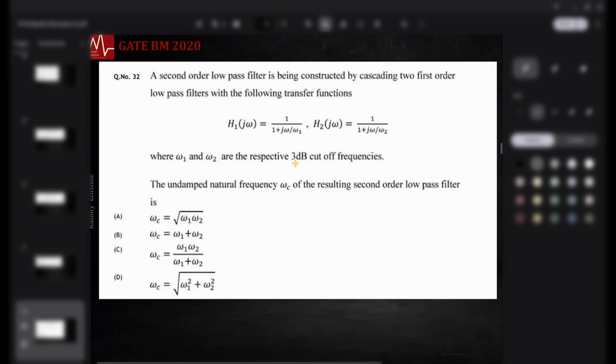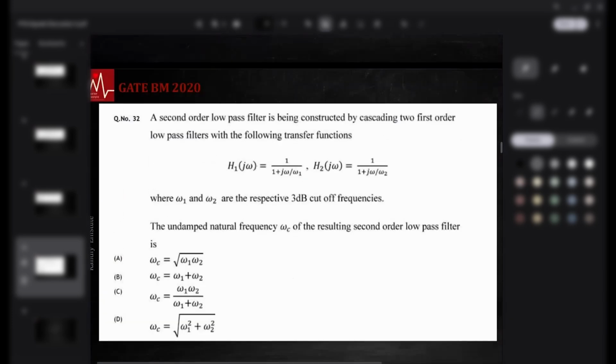S is j omega; your S is sigma plus j omega, and sigma is set to 0. You got the transfer functions. We already did this, right? A second order low pass filter is being constructed by cascading two first order low pass filters. Undamped natural frequency: you have to compare it. I think we did this problem when you did filters. You have to compare it with the standard form.